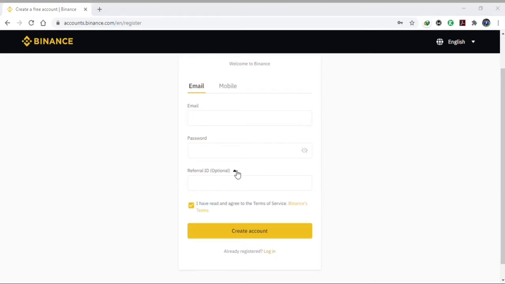This is the sign up page you can see. Yes, and secure your account so you don't easily get hacked. So yeah, this is the sign up page, what it looks like. Your typical sign up page.